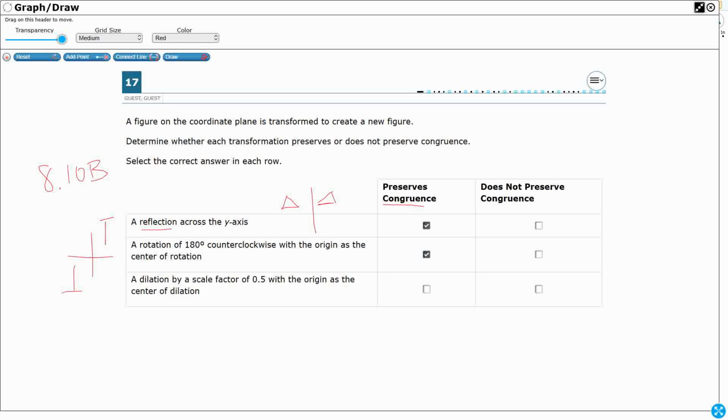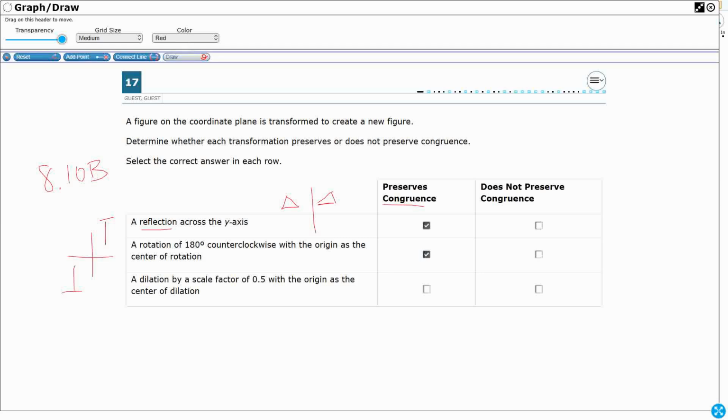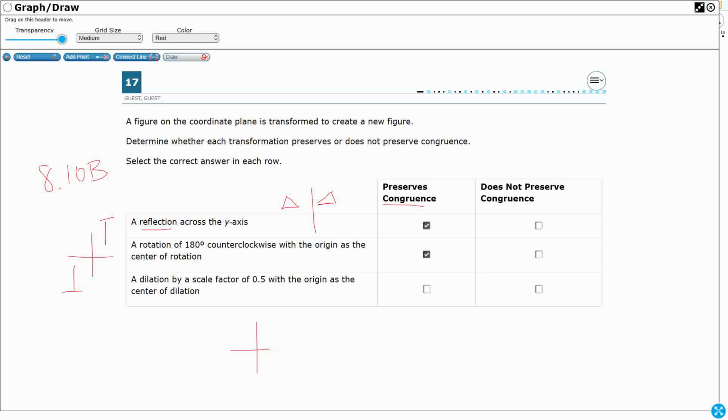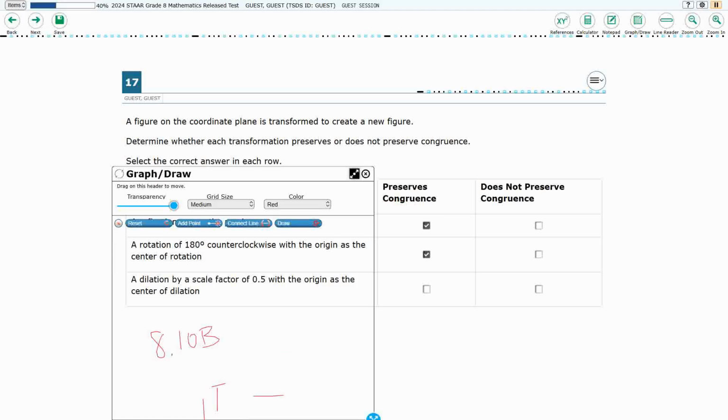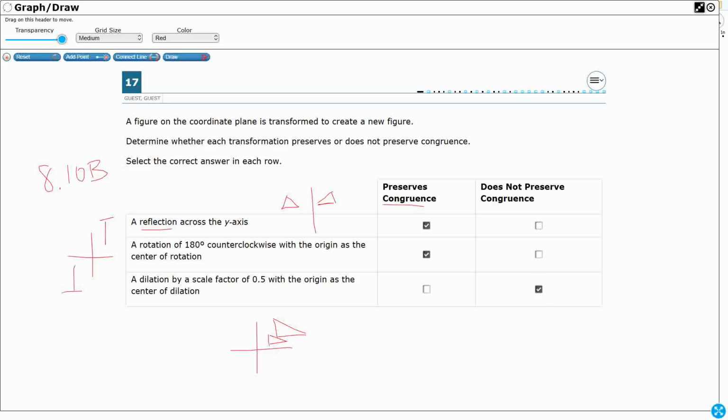Now, a dilation by scale factor 0.5, that's what changes. Okay, so if I've got something that looks like this, a big triangle, and then if I go to a 0.5, it's going to end up being smaller. That does not preserve congruence. It does preserve similarity, but not congruence because now it's a smaller shape. So my answer is preserves, preserves, does not preserve.